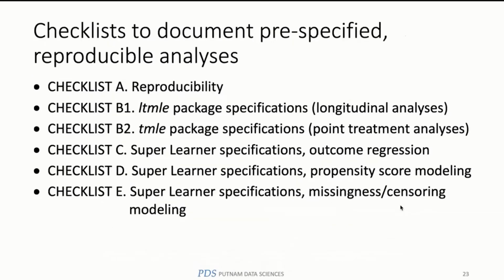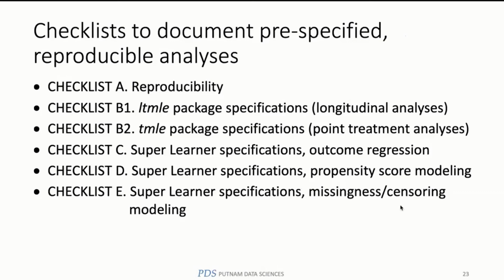So these TMLE and Superlearner specifications can get lengthy, and there's a lot that goes into them. And so we made some checklists, and I've included 3 of them in here. So the first checklist is about just reproducibility. So if I said, here's how I do the analysis, and here's some of the basic things you need to know, that's in the reproducibility checklist.